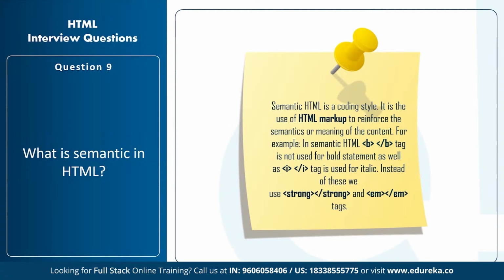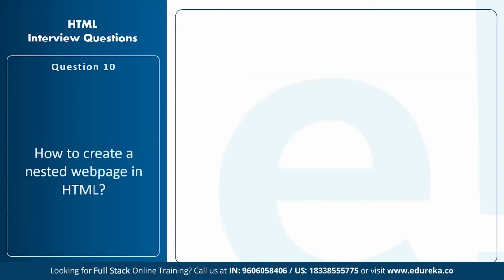But in semantic HTML, instead of the B tag and the I tag, we use the strong tag and the EM tag. With the help of the strong tag, we make any particular element bold, and with the help of the EM tag, we make it italics. It is used in the same way where we have one opening strong tag and then we have another closing one, same with the opening EM and closing EM tag. Now next up, how to create a nested web page in HTML.